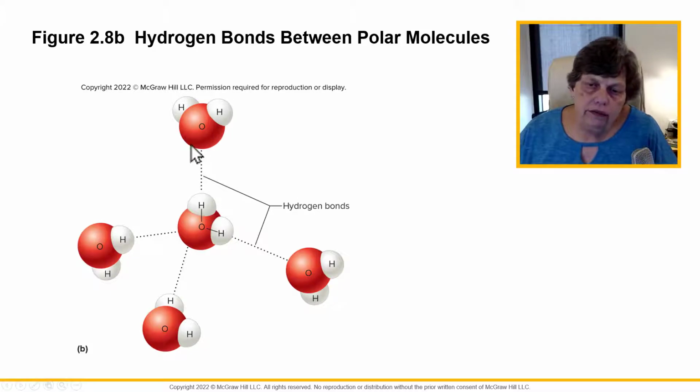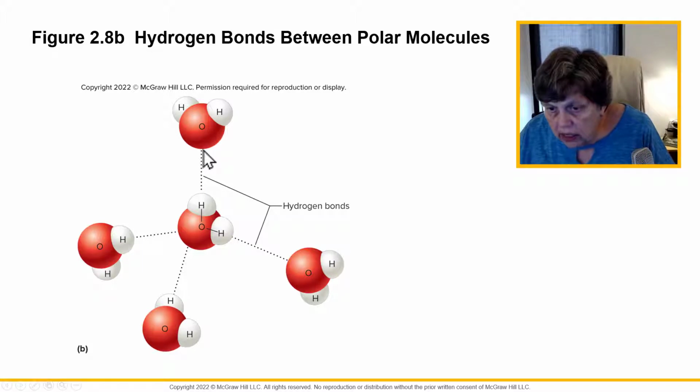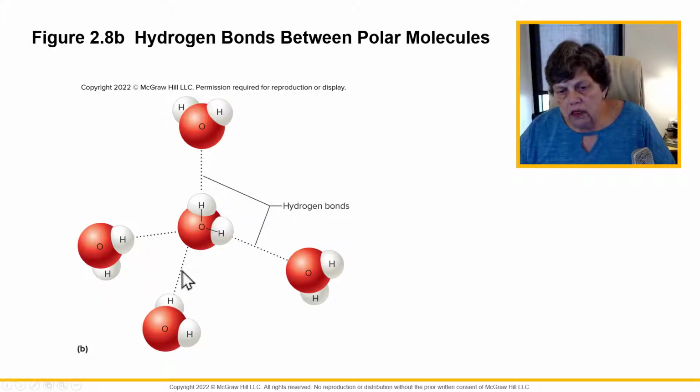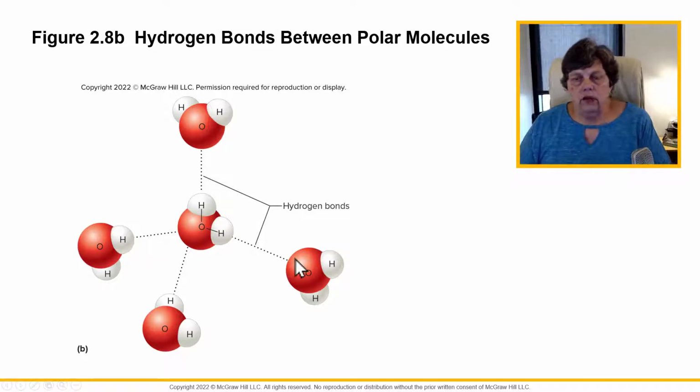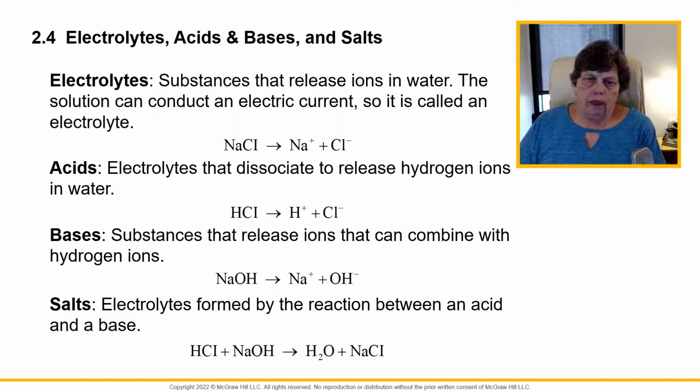So here we have our lovely little water molecules, and you can see that the slightly positive side is attracted to the slightly negative side, and you get these, called hydrogen bonds, because it's really hydrogen that's doing this, that bonds us together. This becomes important with water. This gives us the tensile strength of water. It's really hard to break.